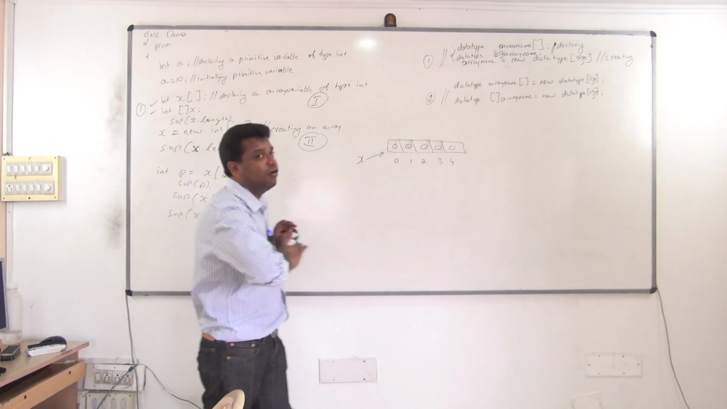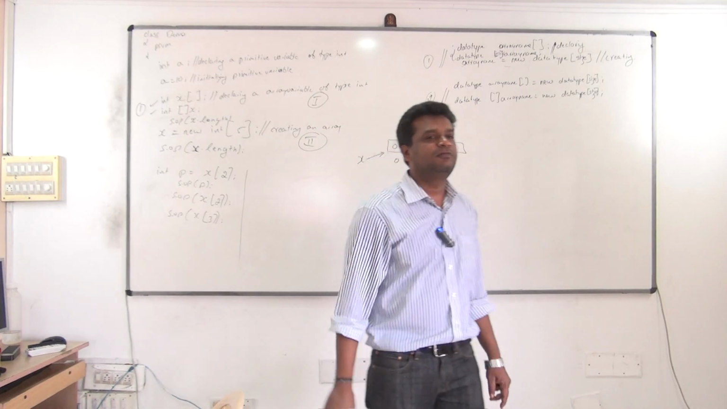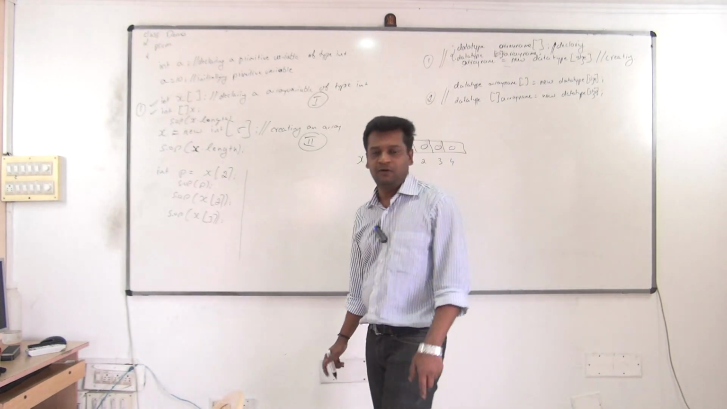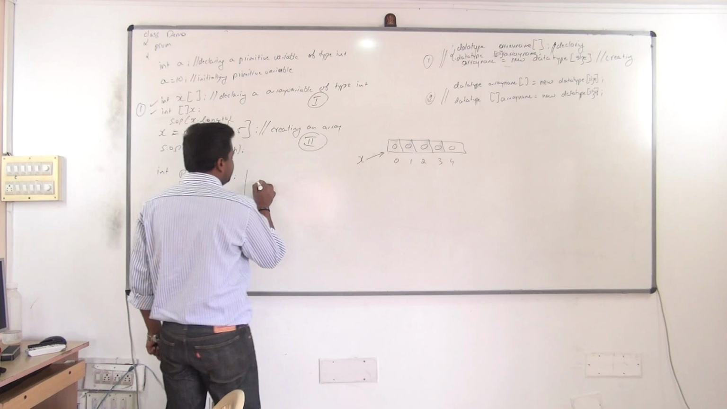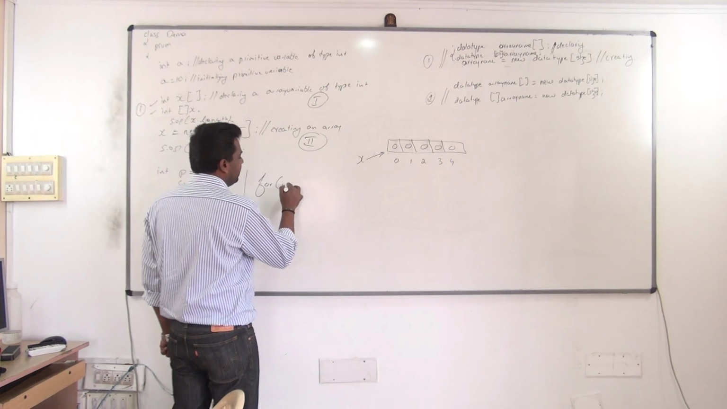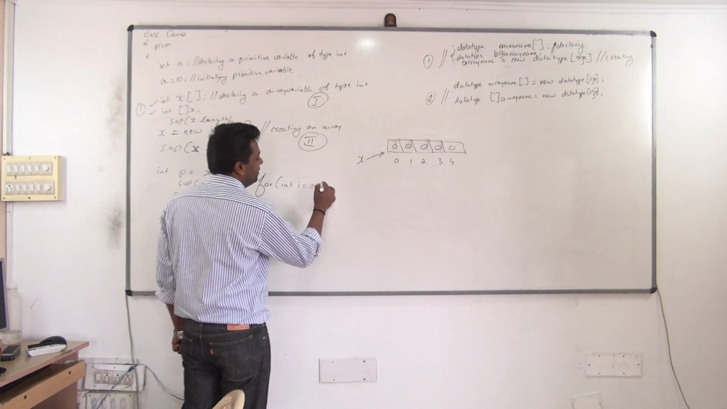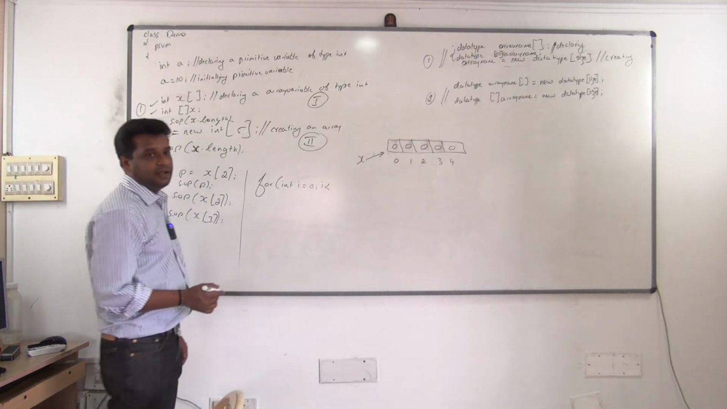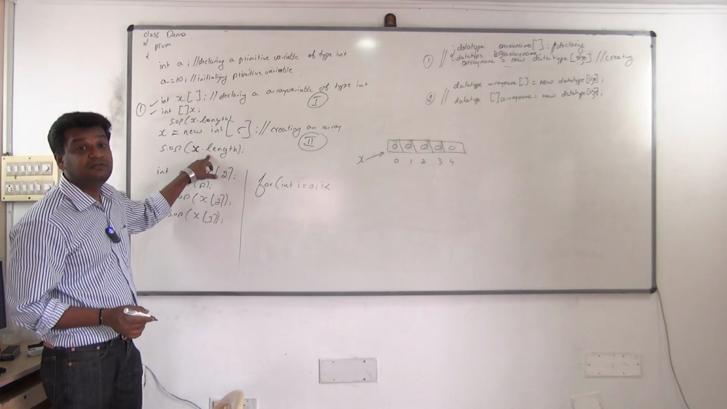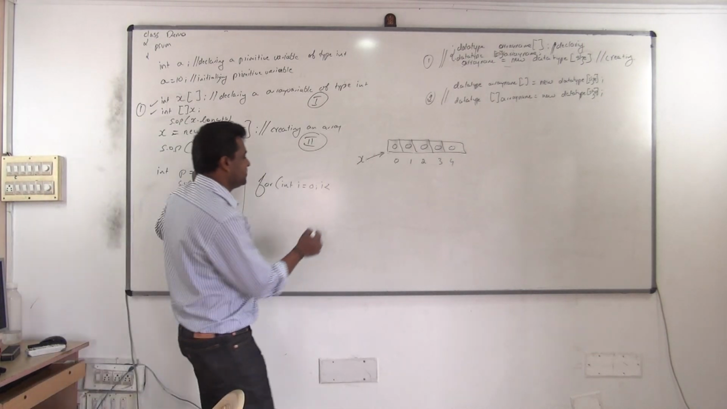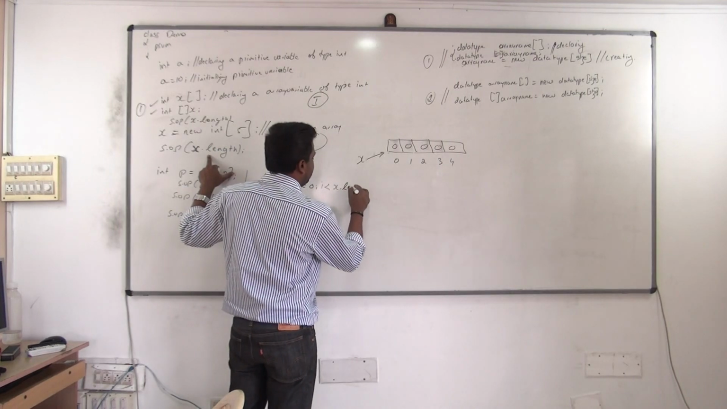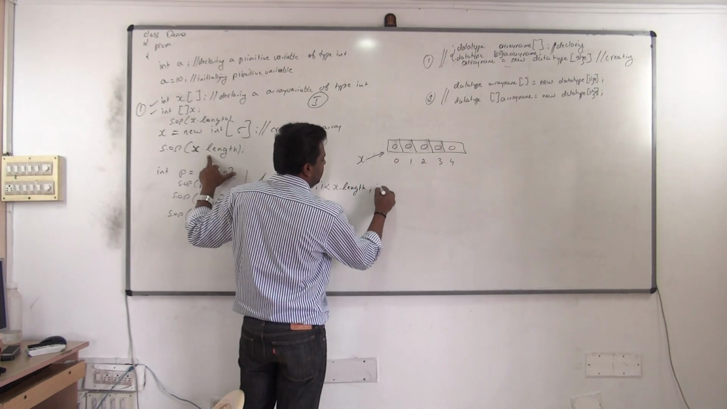But if I want to visit all the elements in one go, then you can go for a loop. Which loop? For loop. Visiting the elements in Java is so easy. See this. For int i is equal to 0, i less than, I can use the length variable now. So this is where the length variable becomes important. i less than x dot length, i plus plus.